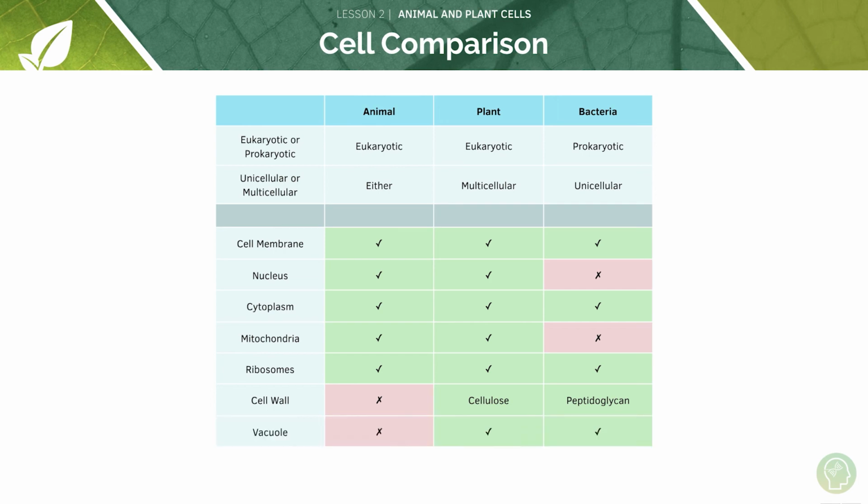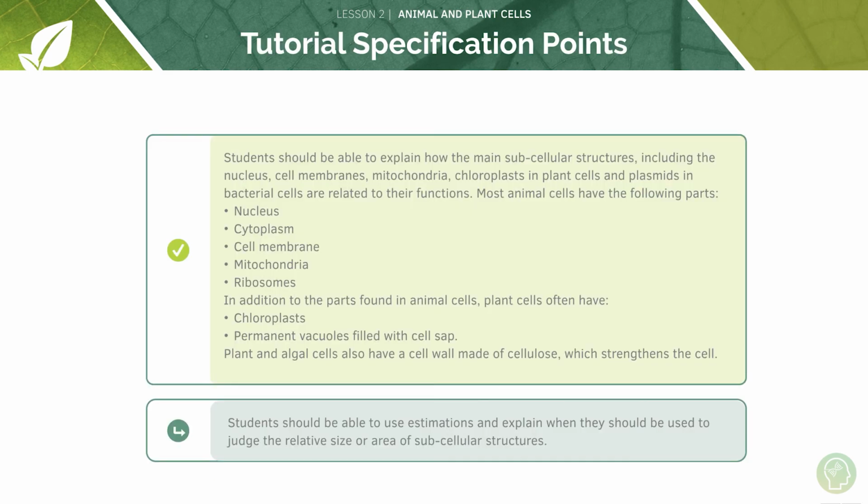Now, vacuole. Both plant and bacterial cells have vacuoles, whereas animal cells do not. And chloroplasts, of course animal cells don't have chloroplasts because they do not need to photosynthesize, and same with bacteria, whereas plant cells do have chloroplasts. So, that was a nice little summary table that I think you should probably get down in your notes.